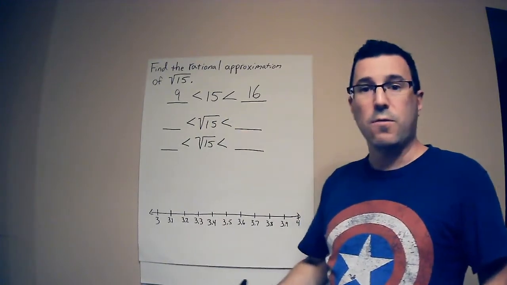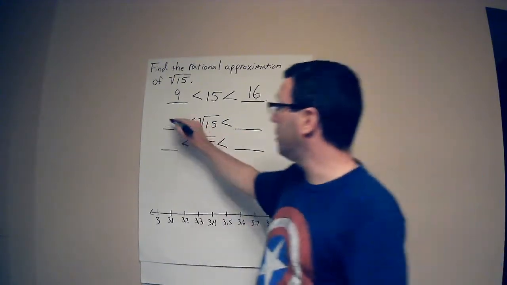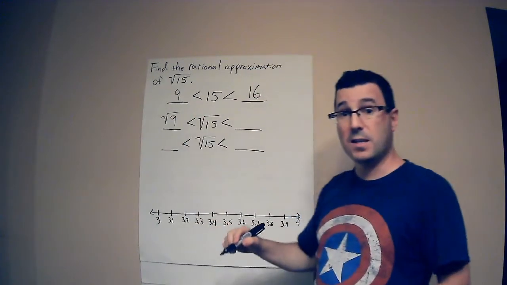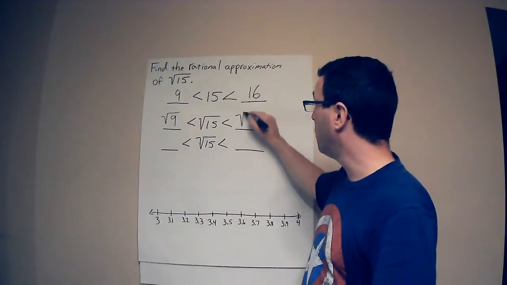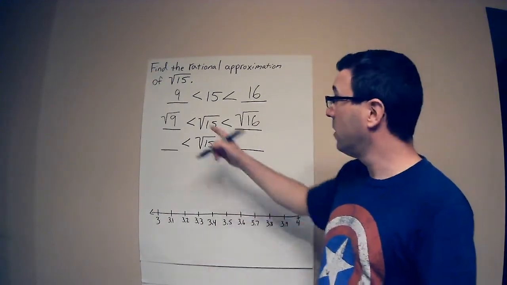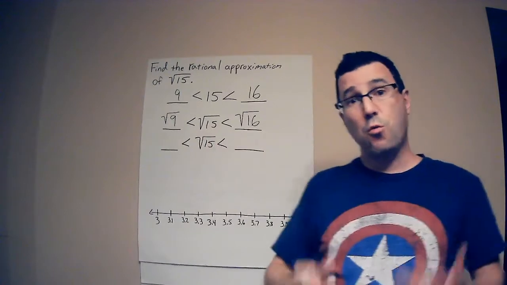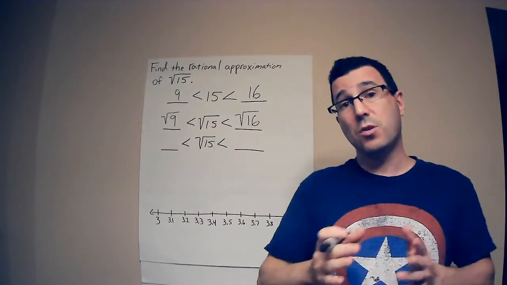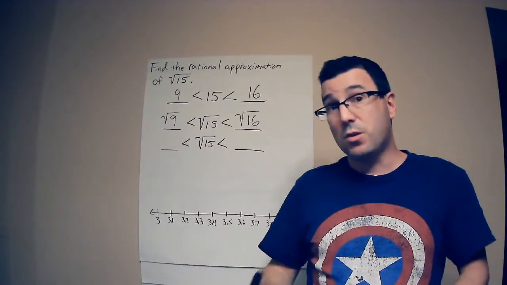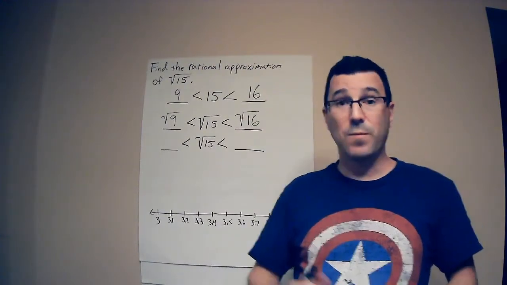What we're really looking for is the square root. So I'm going to say, okay, well, the square root of 9 is less than the square root of 15, which is less than the square root of 16. The square root of 9, remember, square root means what number times itself gives you this number. So what number times itself gives you 9? 3.